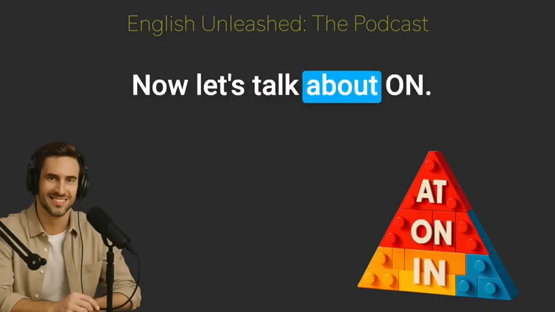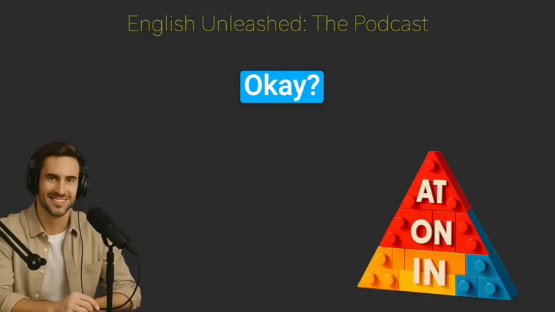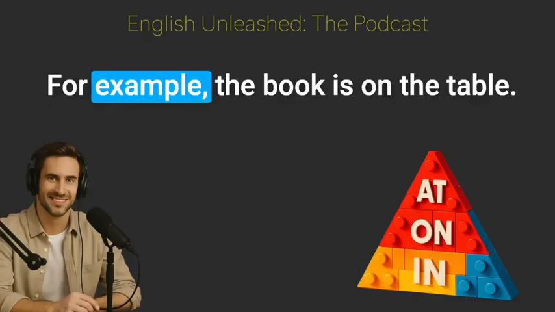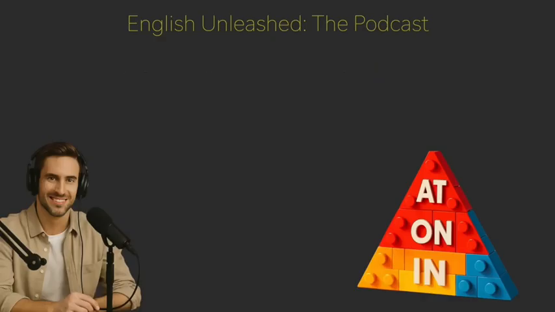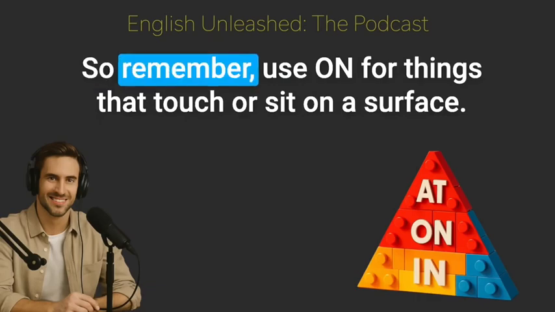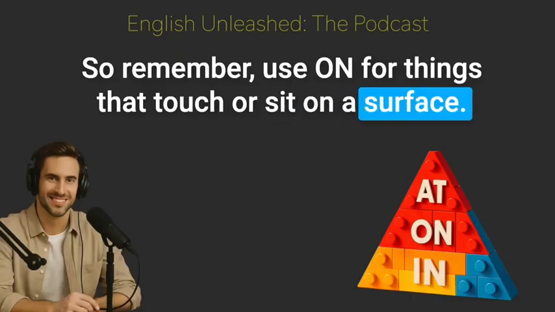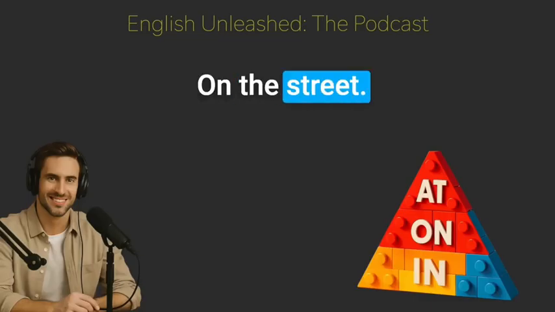Now, let's talk about on. We use on when something is on top of something, okay? On a surface. For example, the book is on the table. There is a fly on the wall. Your shoes are on the floor. So remember, use on for things that touch or sit on a surface. On the table. On the wall, on the bus, on the street.